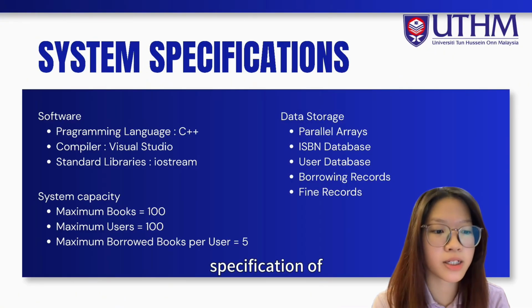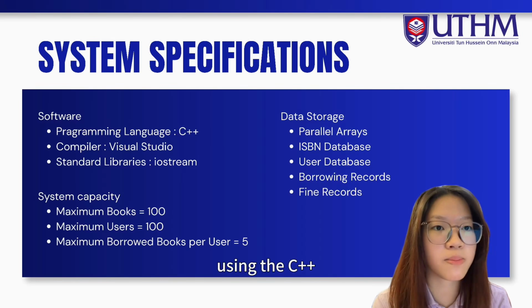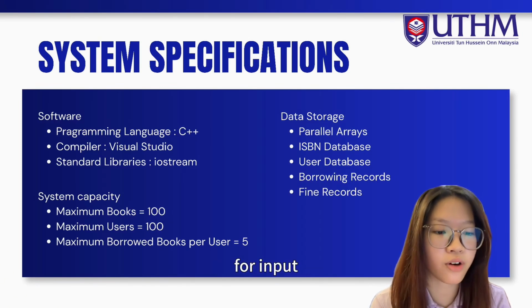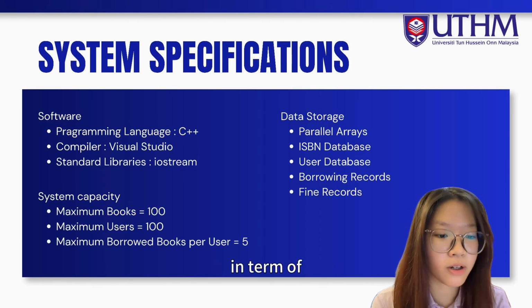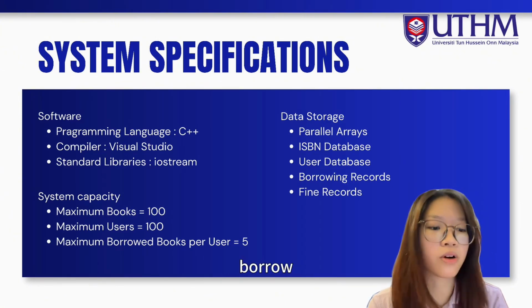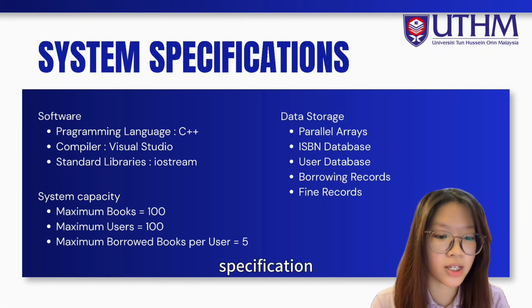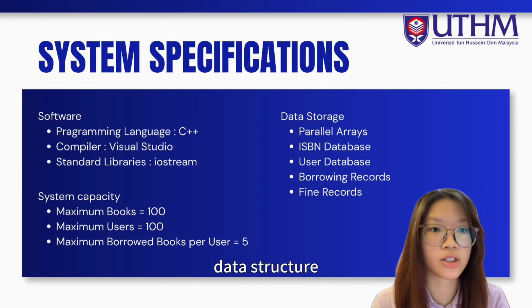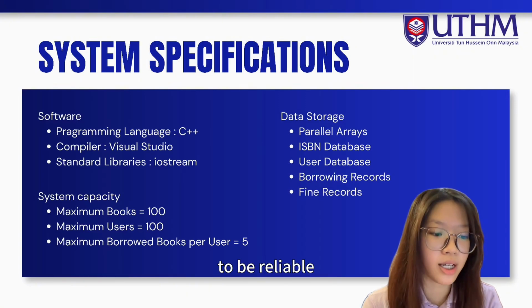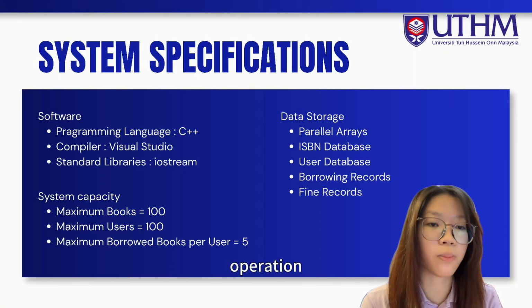Next, I will explain the system specification of SmartLib. The system is developed using the C++ programming language and is compiled using Visual Studio. We also use standard libraries such as iostream for input and output operations. For data storage, the system uses parallel arrays to manage information efficiently. The stored data include book records, user records, borrowing records, and fine records. In terms of system capacity, SmartLib can store up to 100 books and 100 users. In addition, each user is allowed to borrow a maximum of 5 books at one time. The specification ensures that the system can manage library resources efficiently while maintaining a simple and organized data structure. Overall, the system is designed to be reliable, easy to maintain, and suitable for basic library management operations.